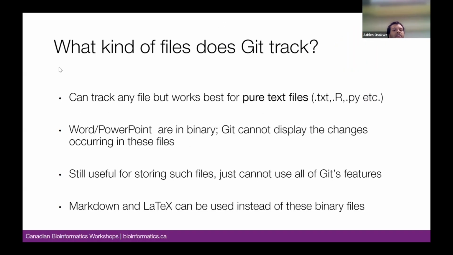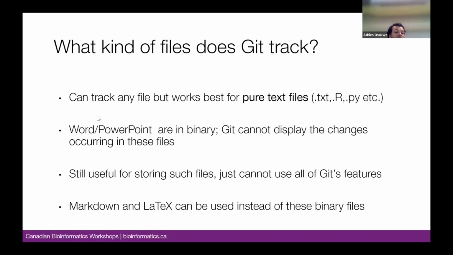Okay, so what kind of files does Git track? It was designed with pure text files in mind. That means things like .txt files, basically what you would use with, say, Notepad, or any form of coding script. An R Markdown file would work, a Quarto document works as well, and all kinds of different scripts, whether in R, Python, and so on.